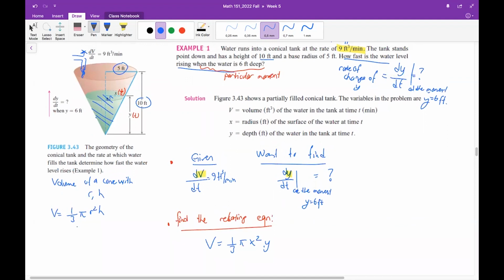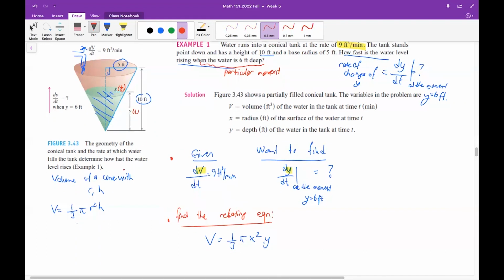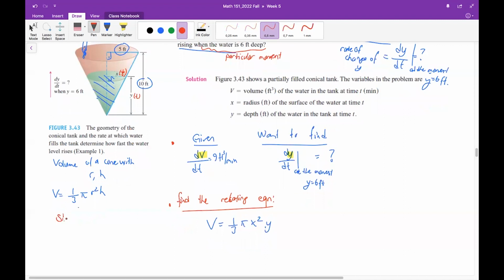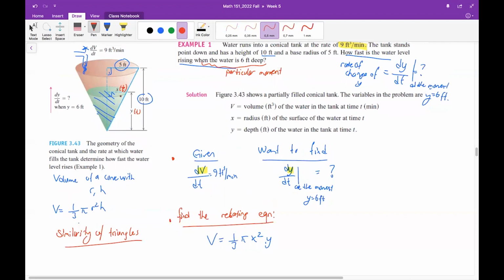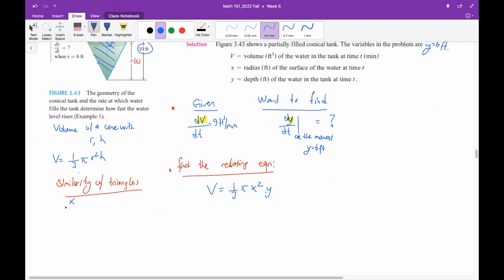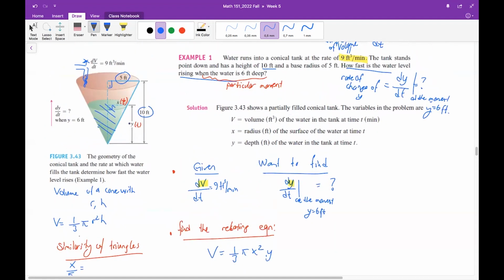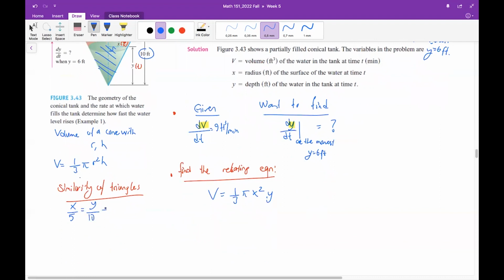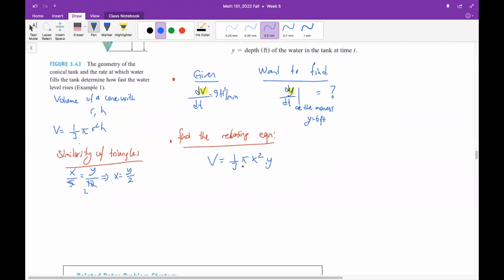You see there are similar triangles here, and we will use similarity of triangles to create a relation between x and y. Okay, let's do that. Similarity of triangles. Then I can write x over 5 is y over 10. This comes from the similarity of triangles. Then from here, x is solved as y over 2 after you simplify. You see, x can be written in terms of y, which eliminates one of the variables here.